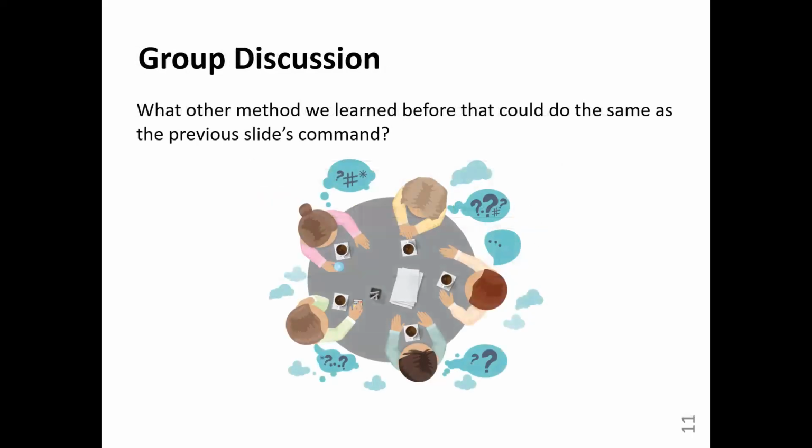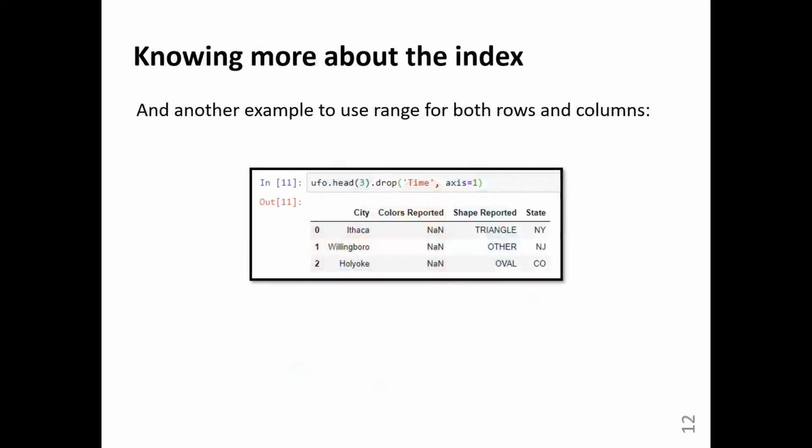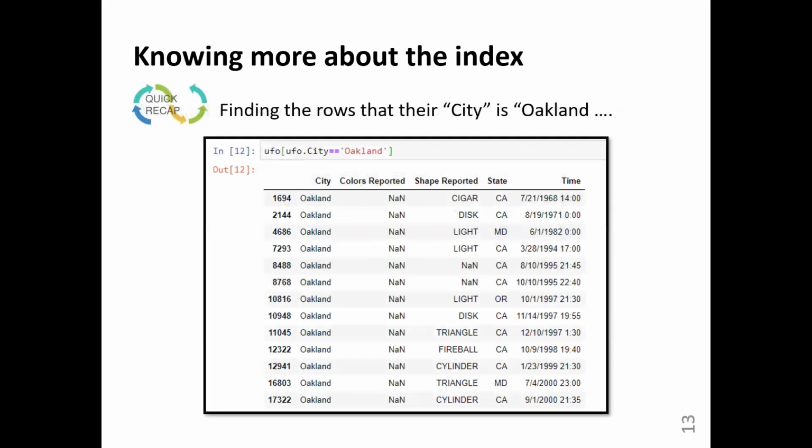So as some of you thought about it, it's very simple. We say UFO.head 3, so it's going to show you the first 3 rows, and we want to drop the last column, which is time. And because it is a column, we say axis equal to 1. So let's go to the next part.